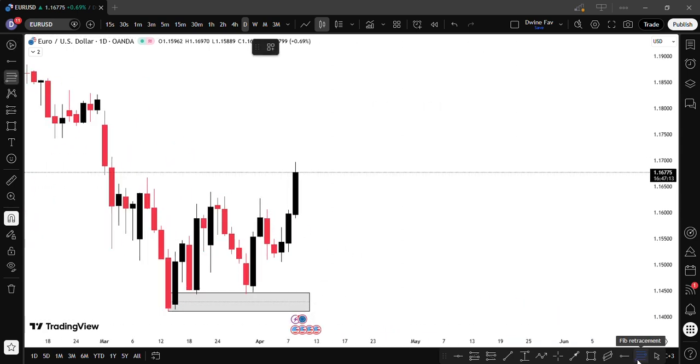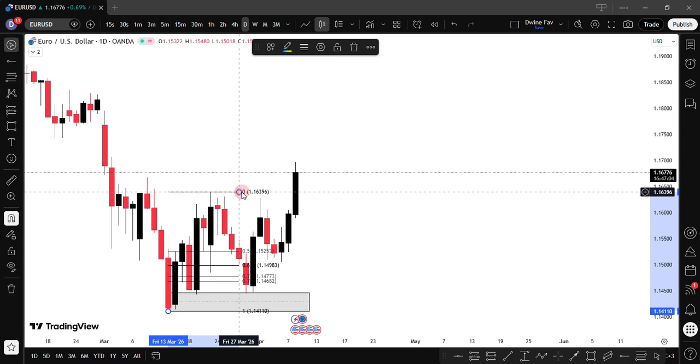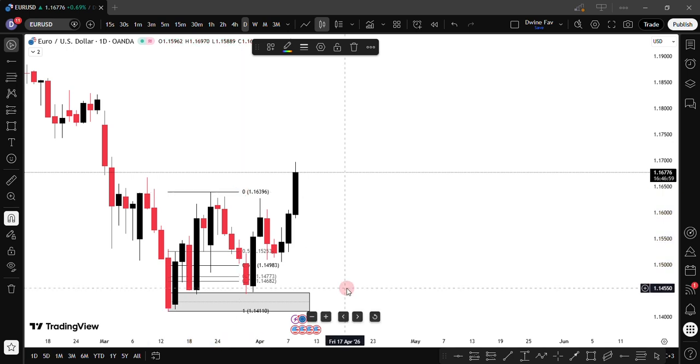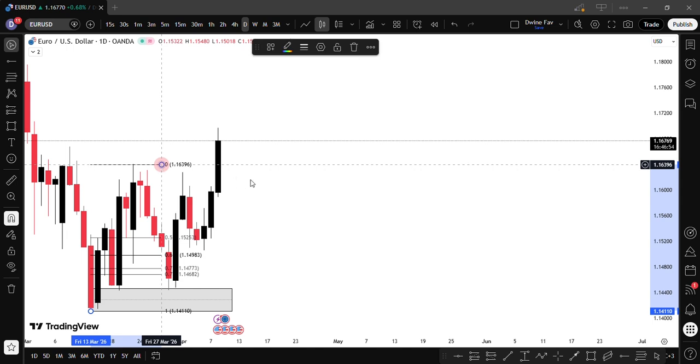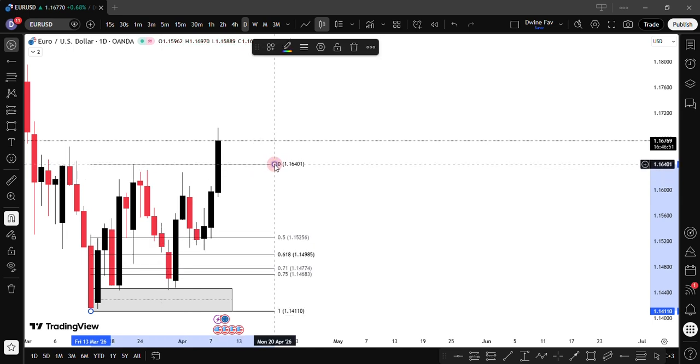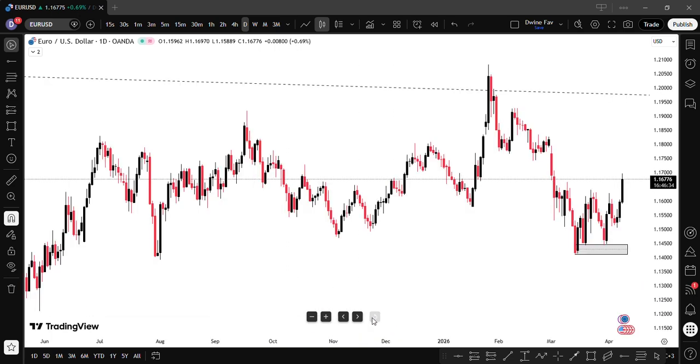Let's measure this with a fib from this low to this high. See how far it retraced. It retraced past the 75 area. You see, it retraced past the 75 area and then went and hit TP. So with this, let's check something else. You need to always look at different perspectives.